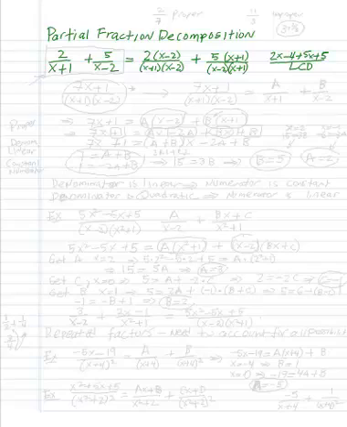And now collecting like terms, we end up with 7x plus 1 on top, and over the LCD of x plus 1 and then x minus 2. And that would be the solution to the process. Now in partial fraction decomposition, we want to reverse that. And we want to start with 7x plus 1 over x plus 1 and x minus 2, and can we figure out this decomposition?